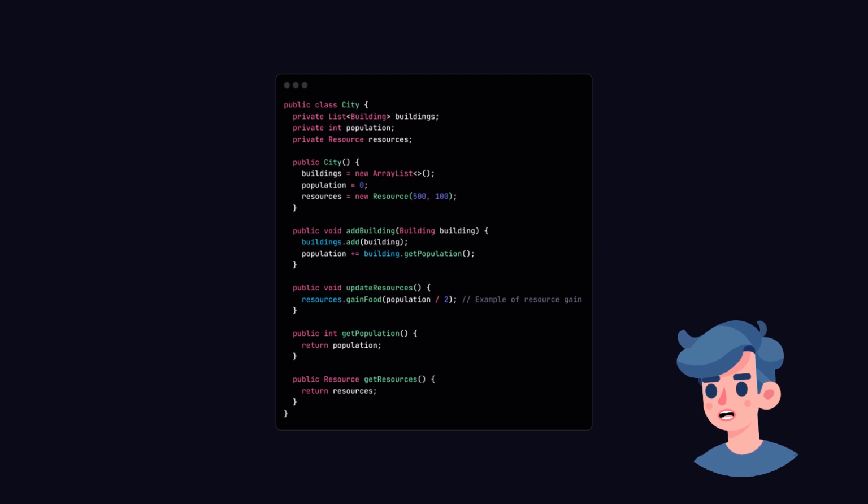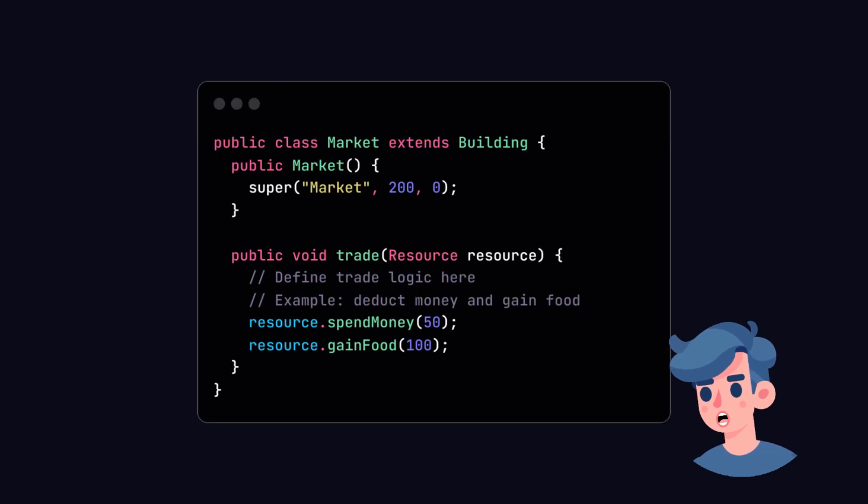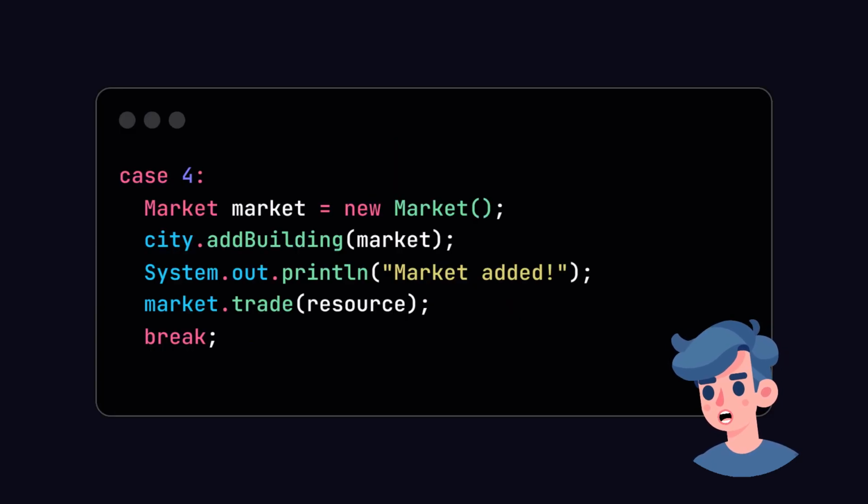Let's modify the city class to calculate total population and manage resources automatically. We'll add methods that will be called every turn to update resources based on the buildings we have. Finally, let's expand the game by adding more buildings and resource types. For example, let's create a market building that will allow players to exchange resources. To integrate the market into our game, update the user interface to allow trading resources. Let's add a case in the user input switch statement in City Builder.